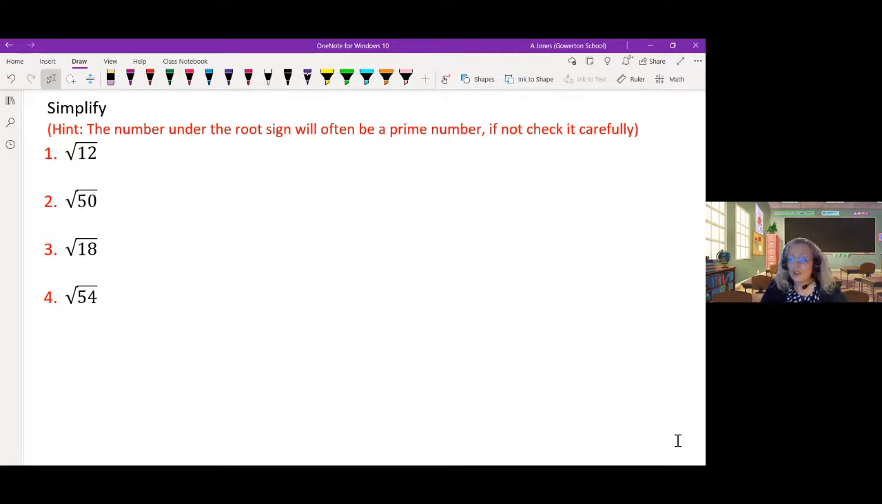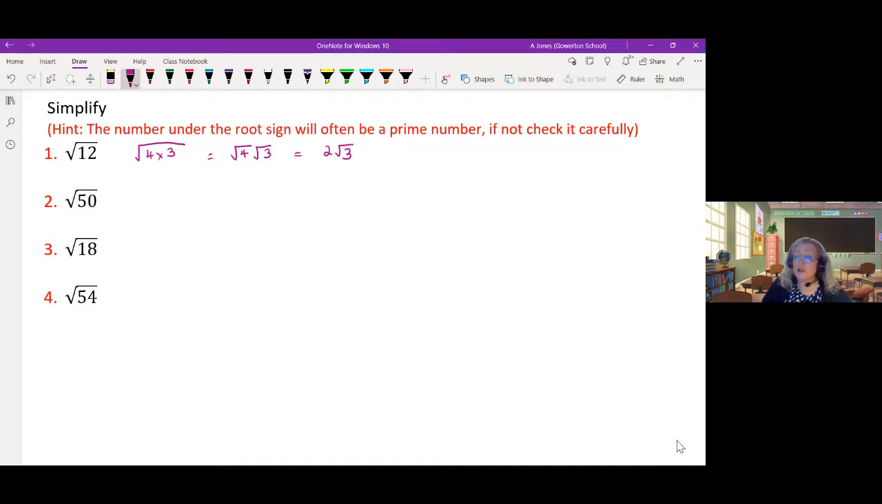Okay, I'm going to have a look at these now. If you need more time, please pause the presentation. So for the first one, 4 goes into 12. So I'm going to do the root of 4 multiplied by 3. And then I get the root of 4 multiplied by the root of 3. So this one is going to be 2 root 3.